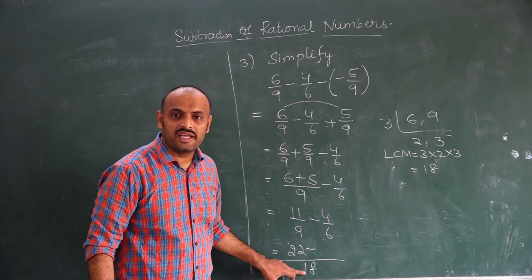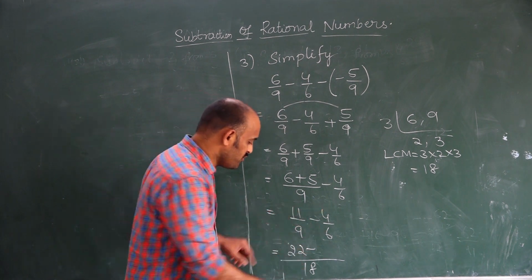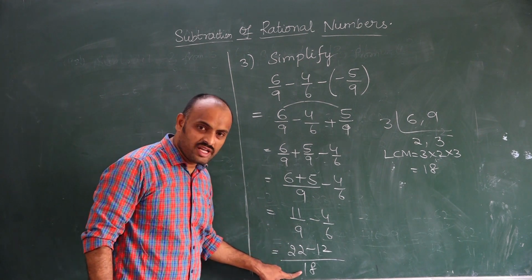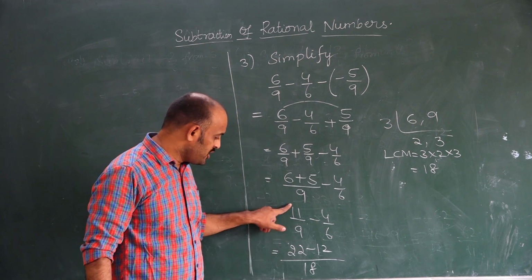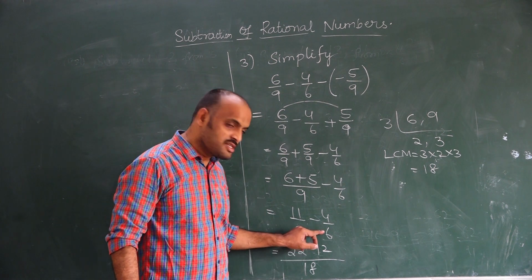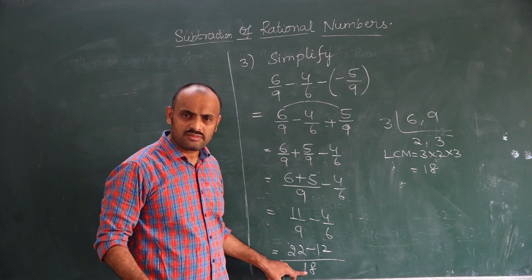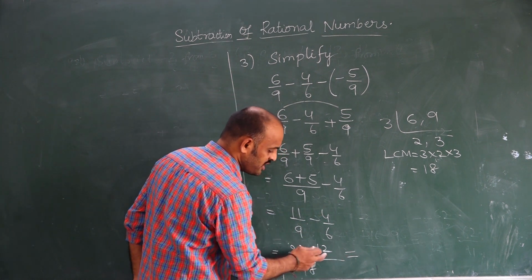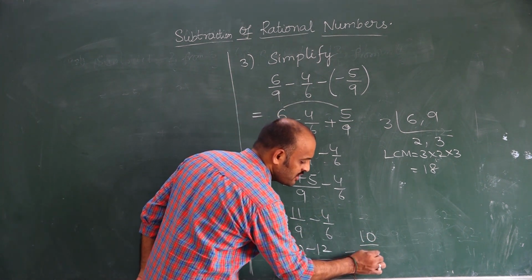6, how many times in 18? 3 times. 3 into 4, 12. So 22 minus 12, 10 by 18.